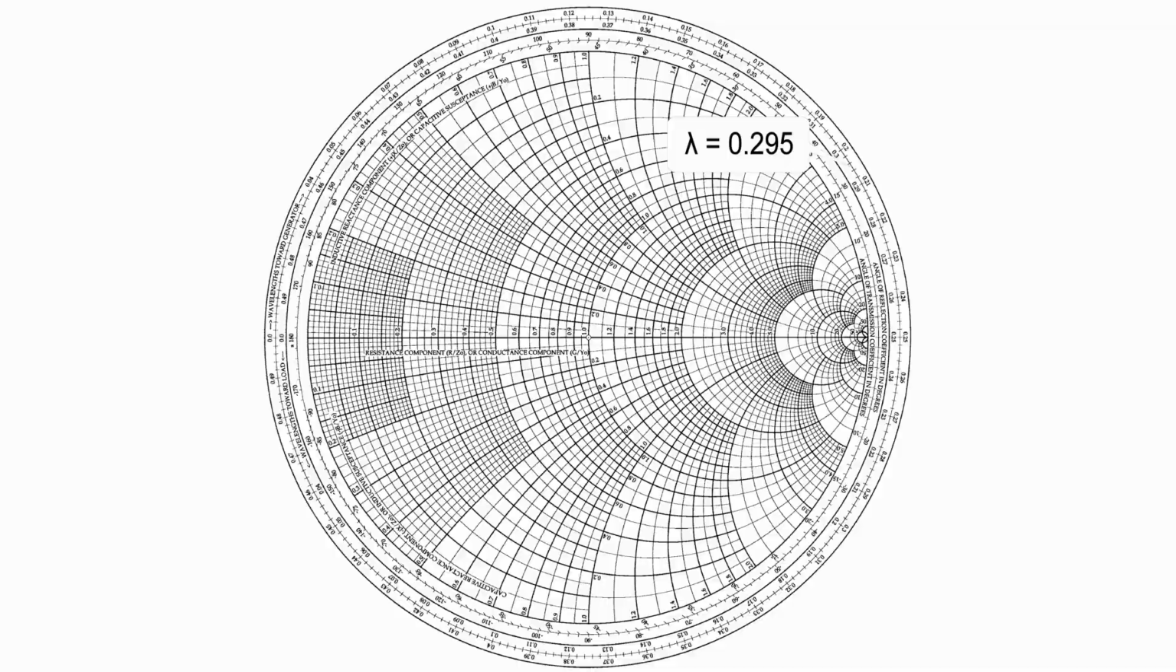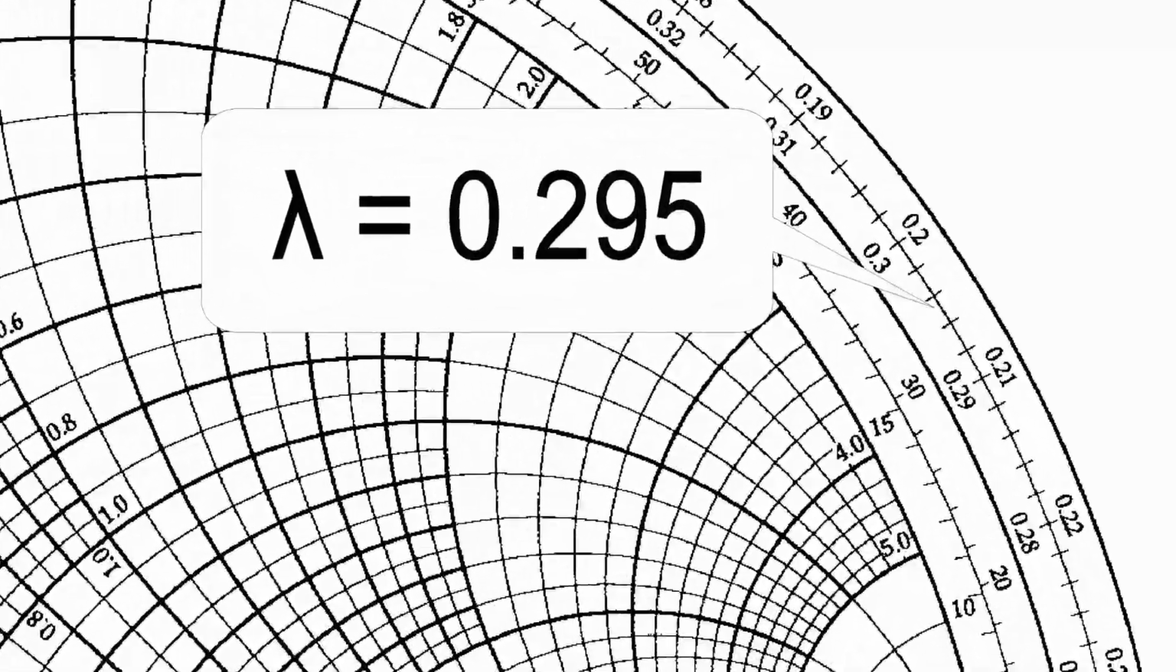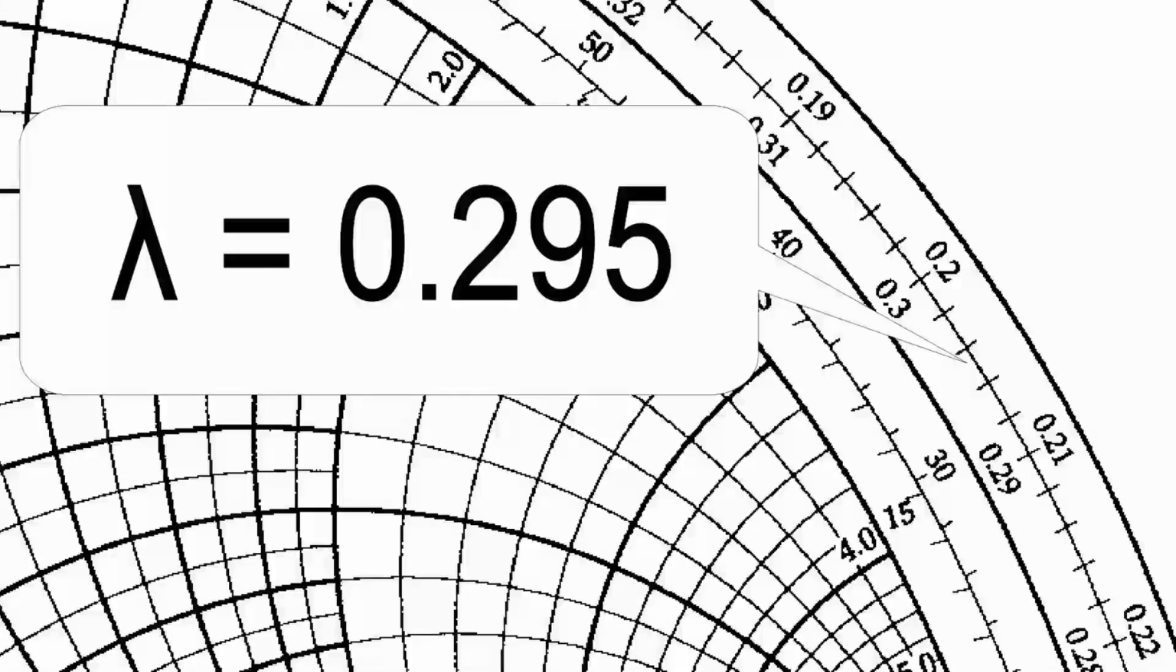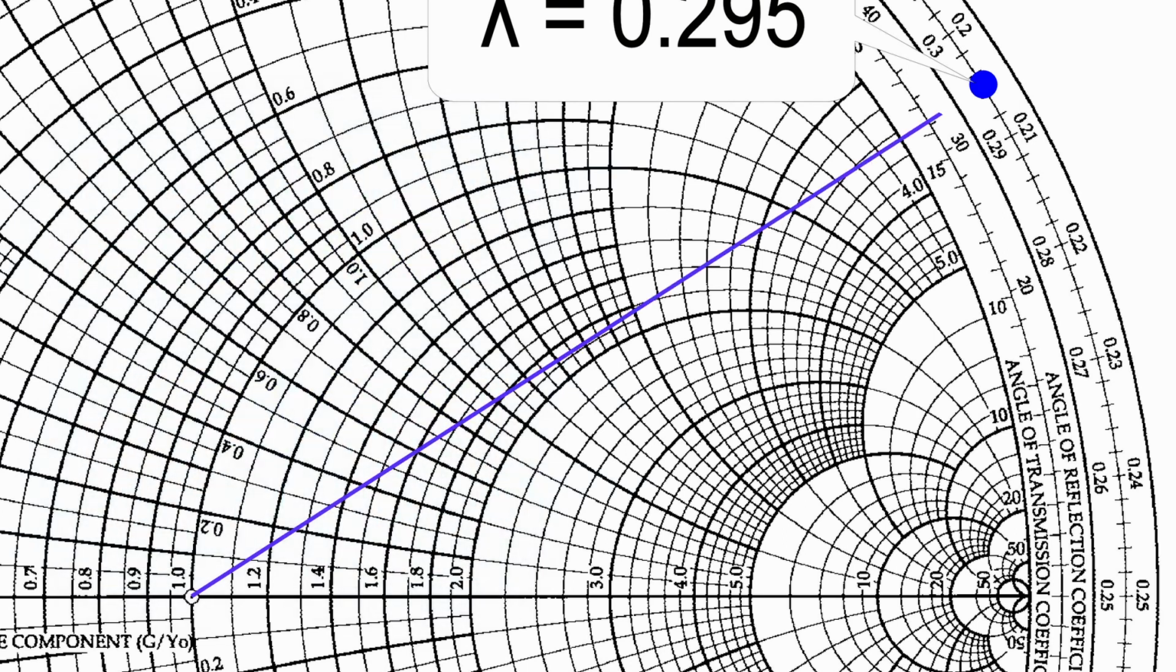Step 2. Now we get to break out the Smith chart. Now, looking along the edge of the Smith chart, on the inner scale of the outer edge, we find our electrical length of 0.295 wavelengths, and we put a dot there. Step 3. Our next step is to draw a line from the center of the Smith chart out through the dot that we just placed on the electrical length.